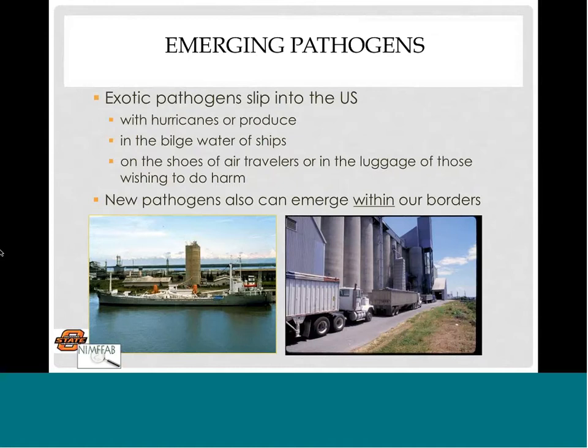We also have pathogens that come into the country in a variety of ways every day. They come in on weather fronts like hurricanes. They come in with fresh produce that we're introducing more and more of into our diets in the United States, in the bilge water of ships, in the wooden pallets that we ship other materials on. They come in on the shoes or clothing of air travelers or even in luggage if someone wants to do harm intentionally. And then, of course, new pathogens can also emerge within our borders.